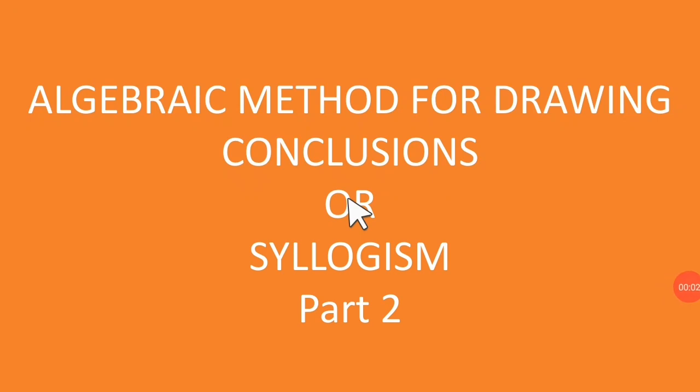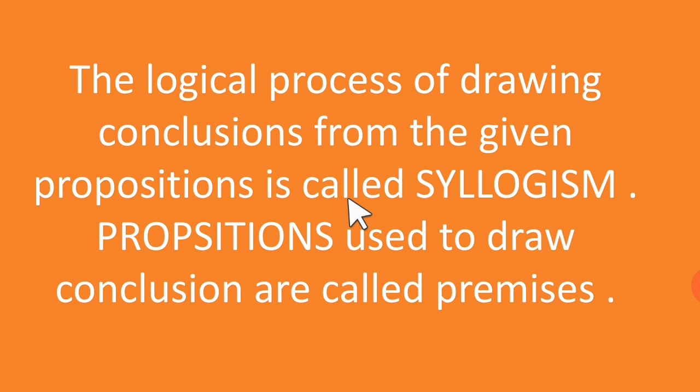Now students, in this video I'm going to discuss the algebraic method for drawing conclusions, or syllogism, and this is part 2. The logical process of drawing conclusions from the given propositions is called syllogism. Propositions used to draw conclusions are called premises. That is what you have to always remember: those propositions which are used to draw conclusions are called premises.